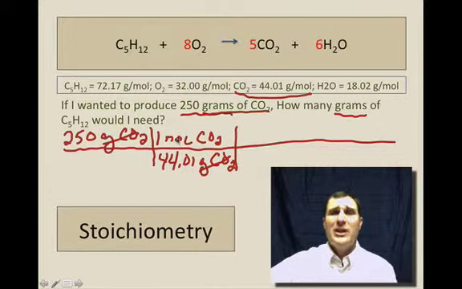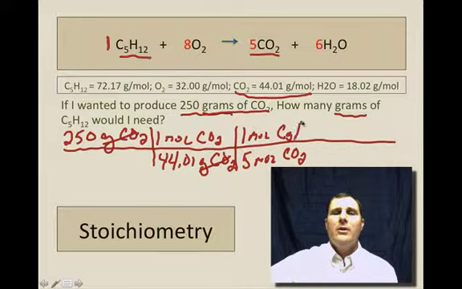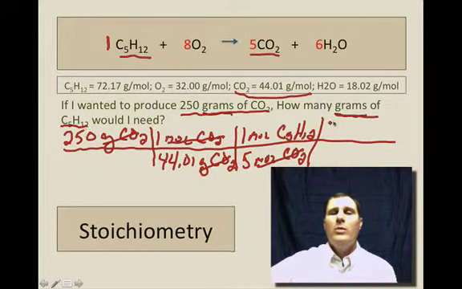Now that I'm in moles, I can change it to a different substance. So I want to go from CO2 to C5H12. There's CO2, there's C5H12 or pentane, and it's a 1. So since CO2 is up here, I'm going to put CO2 down here. So 5 moles of CO2 is equal to 1 mole of C5H12. Perfect. Moles of CO2 cancels. Now I have moles of pentane. But I want grams of pentane. So I got one more step to do.